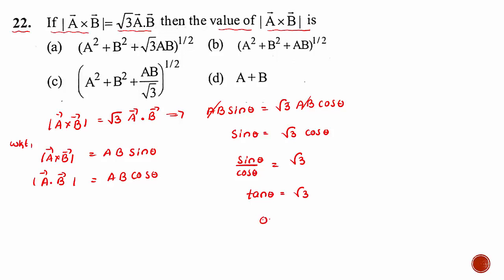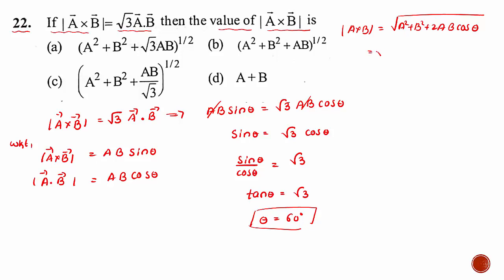We will get the answer when theta equals 60 degrees. When theta equals 60 degrees, tan theta equals root 3. We got the value of theta. Now I can use the magnitude of two vectors. Therefore, mod of A cross B equals, what is the equation? Square root of A square plus B square plus 2AB cos theta.